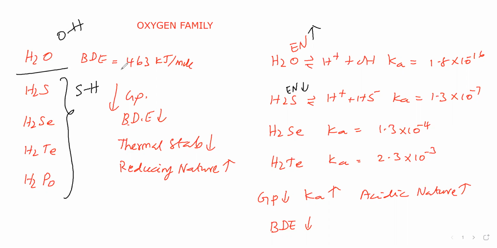If you see acidic nature, water has the least acidic nature in this group. Acidic nature increases down the group. Reducing nature also increases down the group. So water has the least reducing nature, and the rest of the compounds have higher reducing nature.